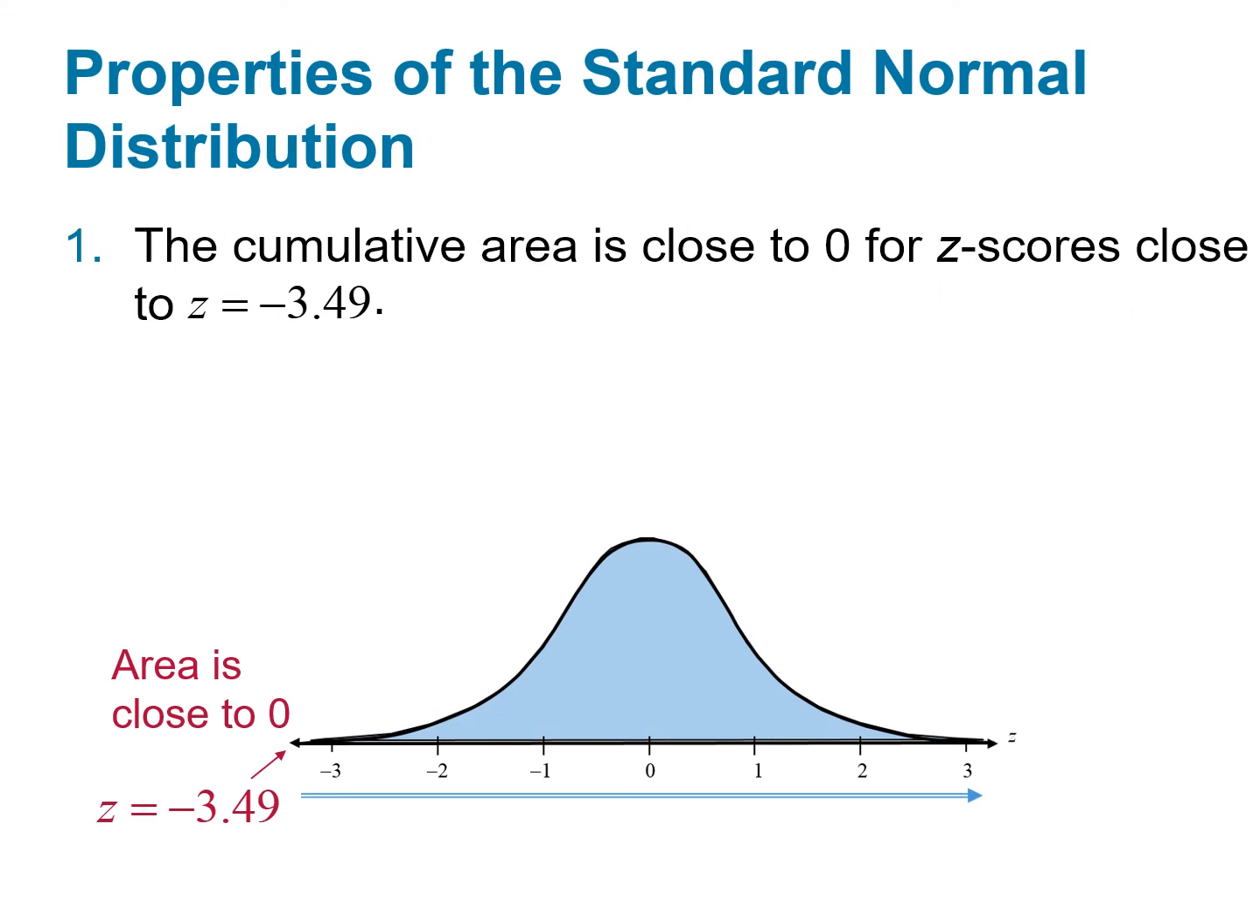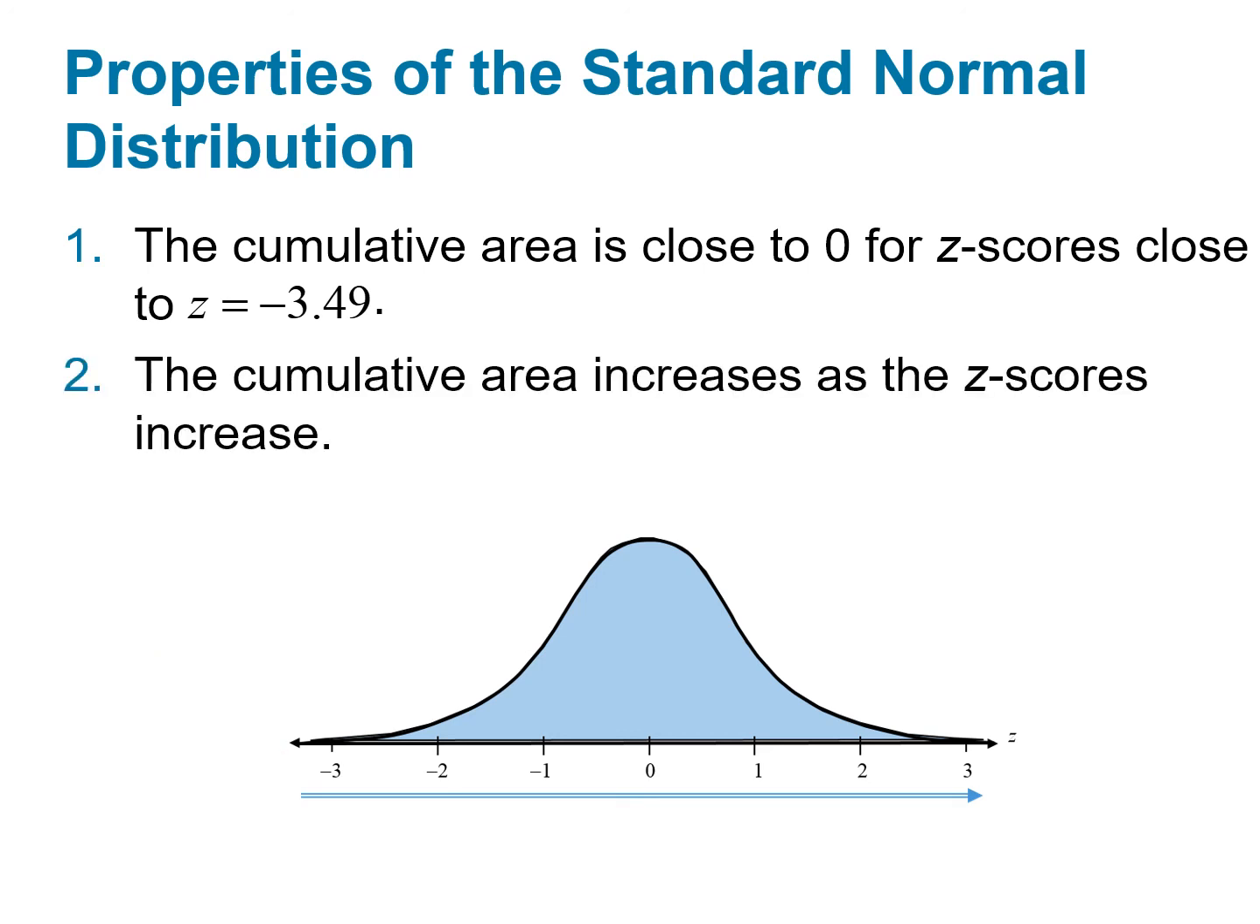All right, so now here's what you really need to write down. For the standard normal distribution, as we get close to negative 3.49 on our z-score, which is how many standard deviations away, once we get almost 3.5 standard deviations below our mean, the area starts getting close to 0. It's almost non-existent down there. Okay? As we go from left to right, the cumulative area, meaning the area underneath the curve, is going to increase.